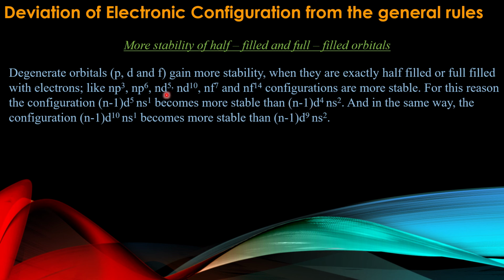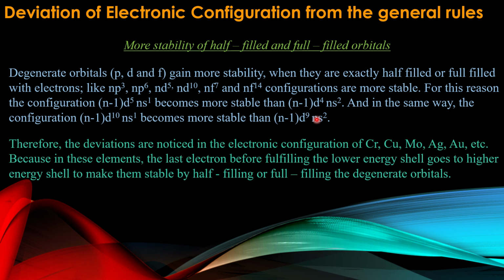And in the same way, the configuration (n-1)d10 ns1 becomes more stable than (n-1)d9 ns2. For example, copper. For copper, if it was 3d9 4s2, it is less stable. So 3d10 4s1 becomes more stable than 3d9 4s2. This type of deviation is noticed for some elements. Therefore, the deviations are noticed in the electronic configuration of chromium and copper.